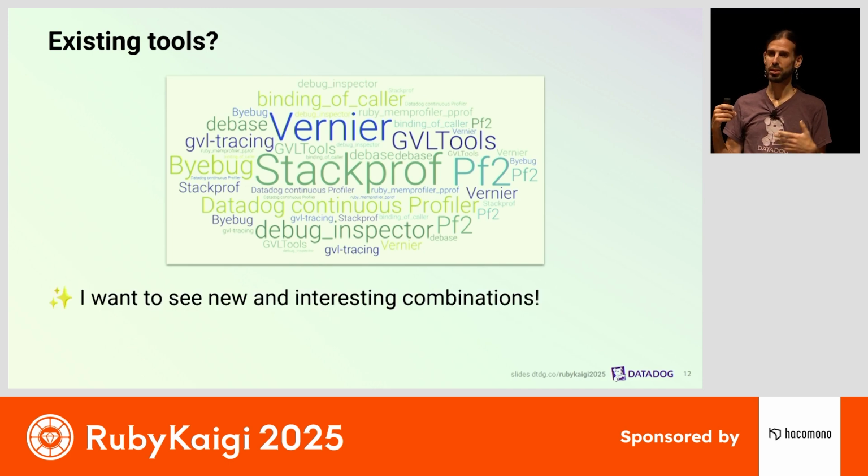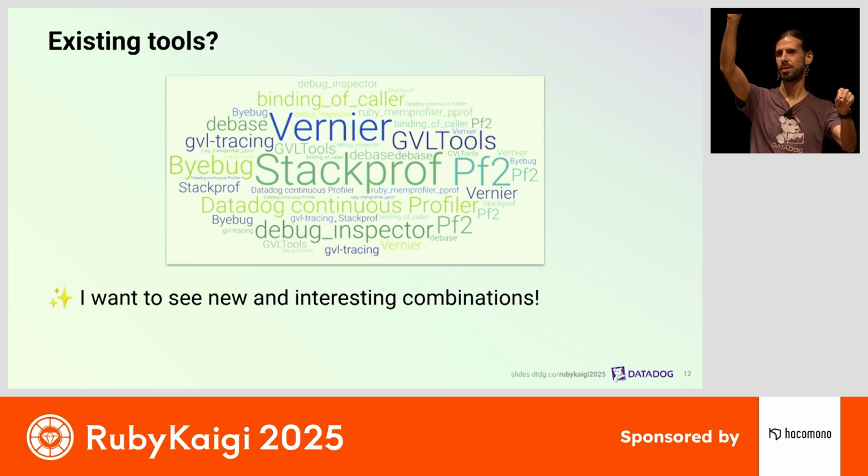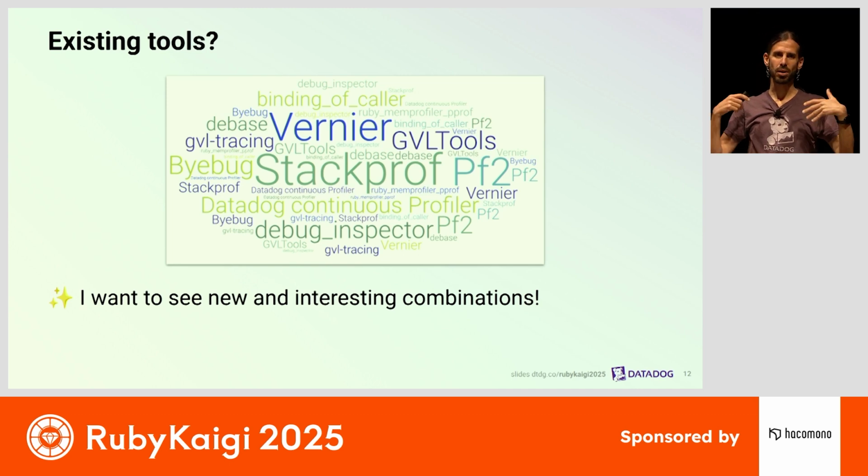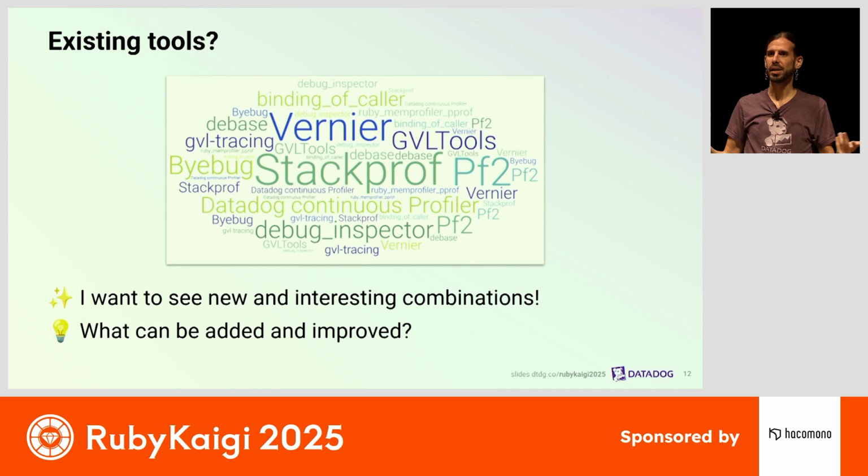And I also want to see new and interesting combinations. Maybe people have tried this API and this API, but no one has tried this one and this one. So I really want to see what other things we could be building, what other ways we could be looking at our applications. And maybe there are things that can be added, things that can be improved, things that right now we can't see in Ruby, but we would like to. So let's get that conversation started, and let's improve those APIs.